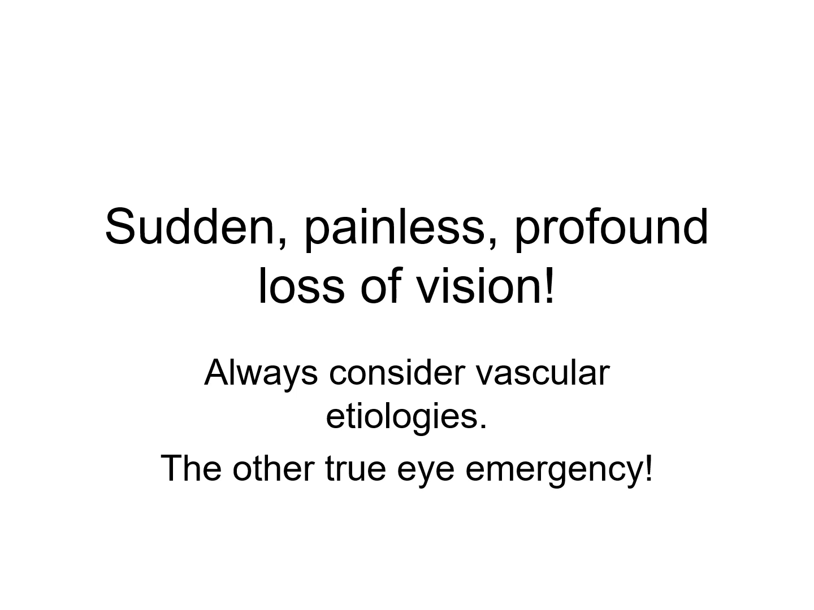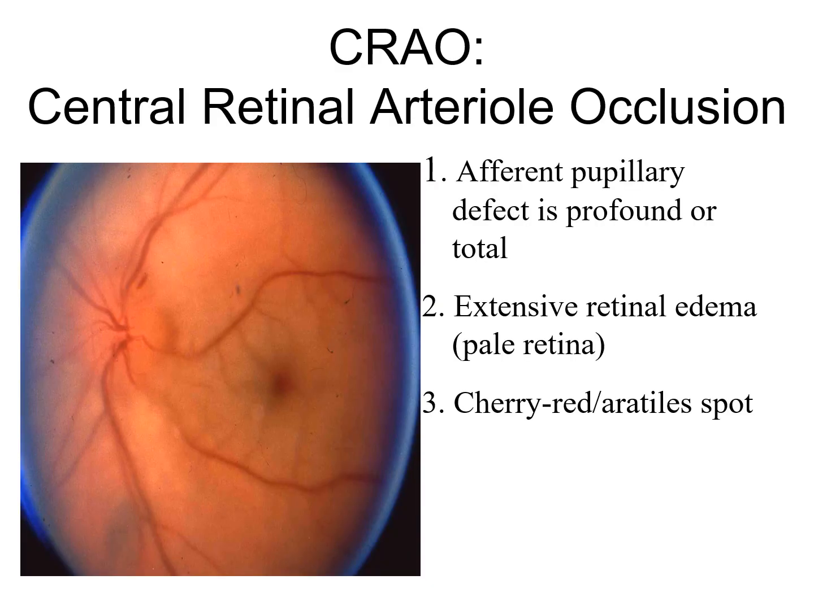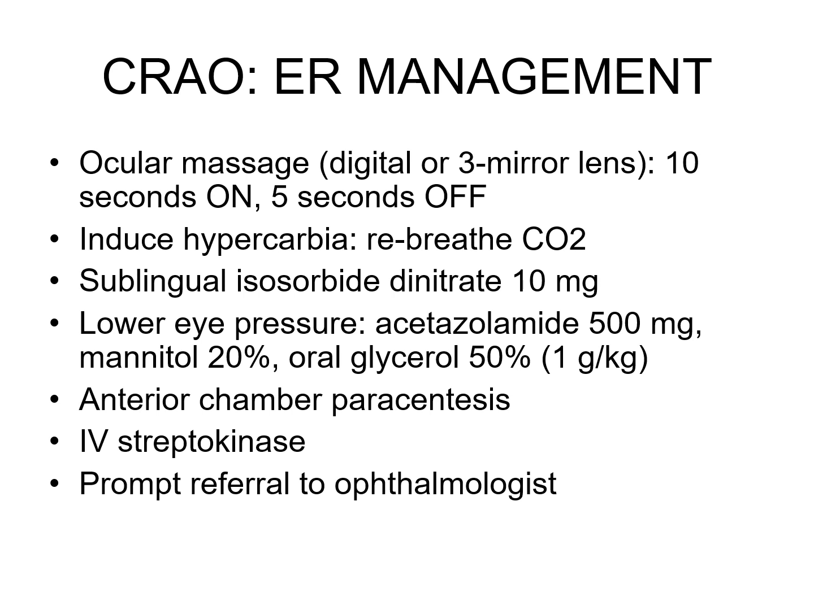The second true emergency in ophthalmology presents with sudden, painless, profound loss of vision. This is called the central retinal arterial occlusion, in which the central retinal artery is occluded. Patients present with the presence of a relative afferent pupillary defect on the affected eye, as well as a pale retina with a pathognomonic cherry red spot. Patients with central retinal artery occlusion require urgent management.